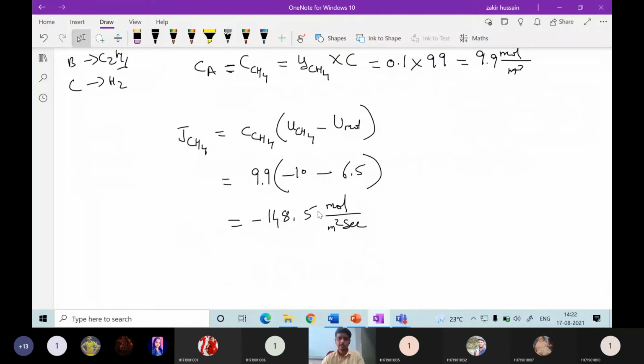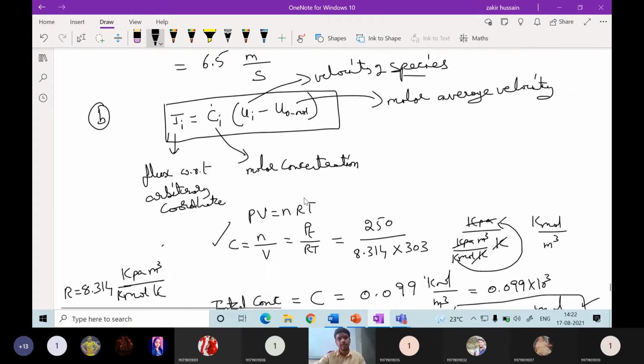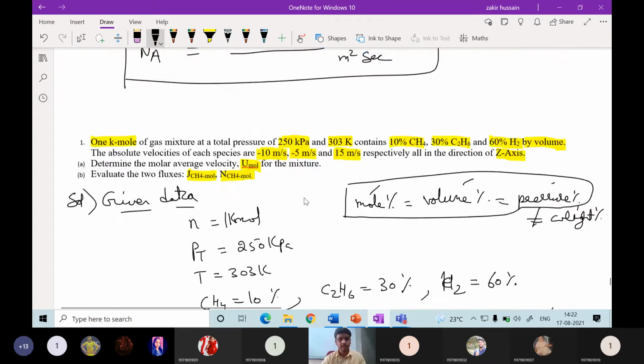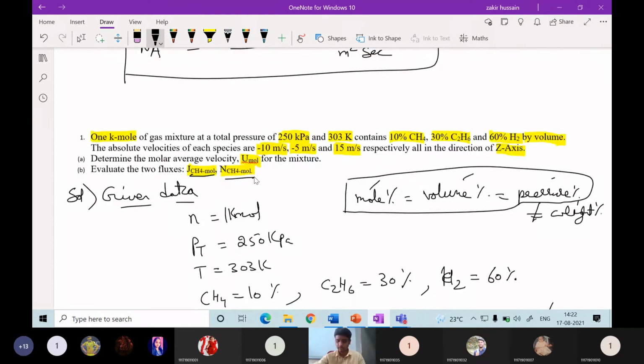Okay, now this is minus 163.35. Yes. Okay, that is JCH4 in terms of mole quantities. Then what about NCH4, we have to calculate? In the B bit, they have asked to calculate JCH4, we find out that one. Then NCH4 we have to find out.